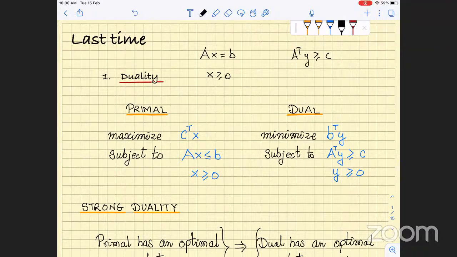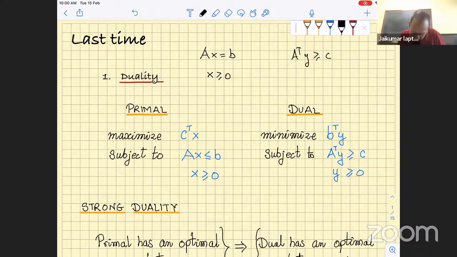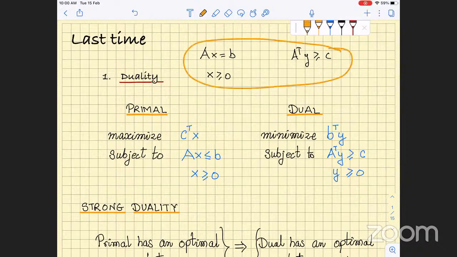Greater than or equal to C. So, right. Yes, okay, thank you. I believe it would have looked something like this. Yes. Okay, thank you.